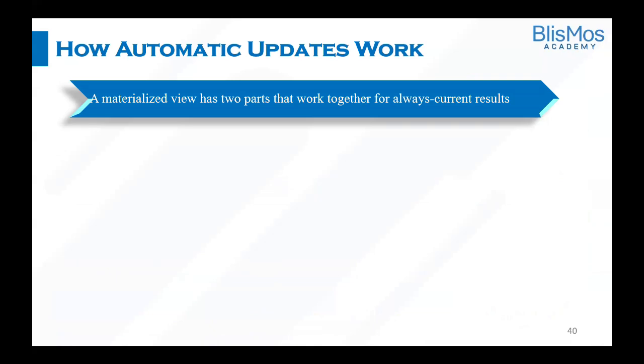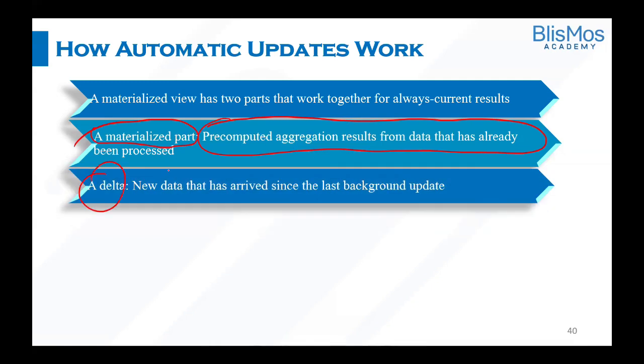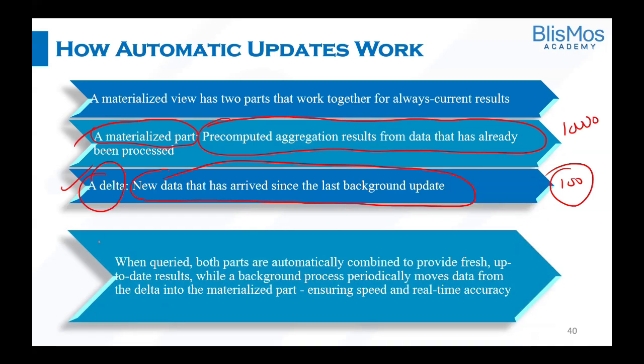There are two parts to it. The first part is the materialized part, where we already have a pre-computed aggregation result from the data that has already been processed. Then we have something called the delta: the new data that has arrived since the last background update. As I said, 10,000 rows are already there, and 100 rows are the delta, which arrived after the update. Whenever a user queries, both the materialized part and the delta part are combined to provide fresh, up-to-date results.